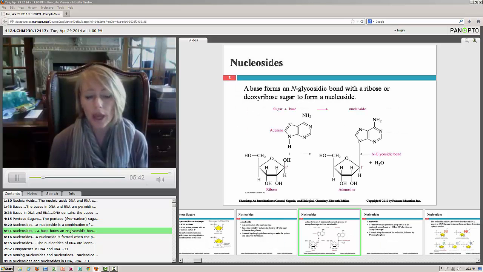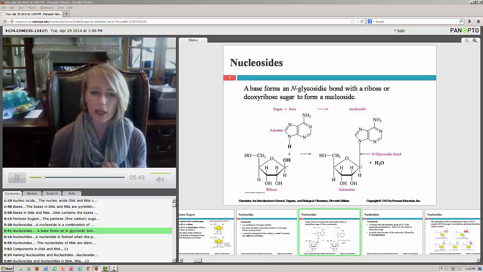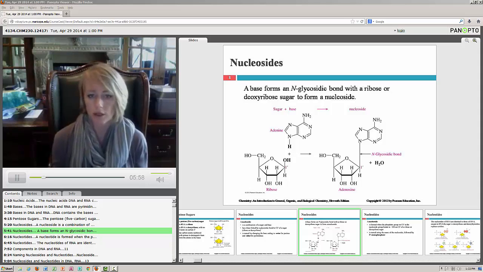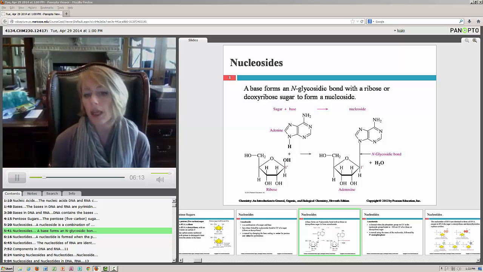Okay, so we have here at carbon 1, it's actually called an N-glycosidic bond because rather than having an oxygen that's attaching it, it's going to actually have a nitrogen attaching to that point, and you'll lose a water as the reaction goes forward. So the N-glycosidic bond is slightly different than the ester bond in that it has a nitrogen that connects to the carbon rather than an oxygen. Okay, and this is just showing a ribose combining with an adenine to make adenosine.